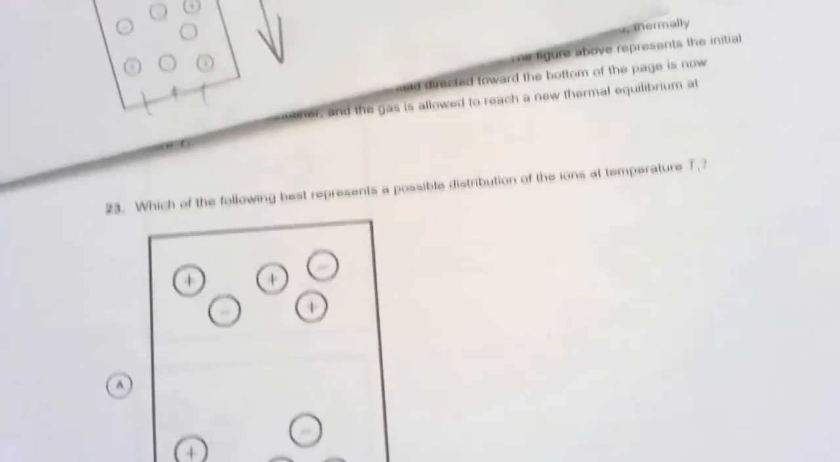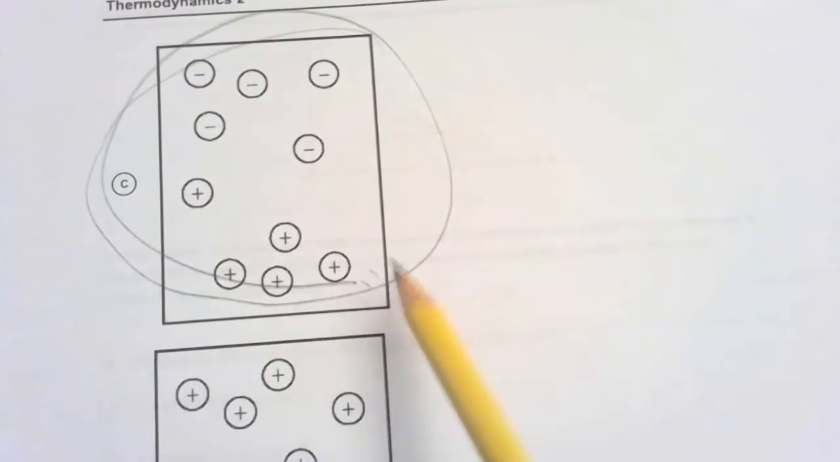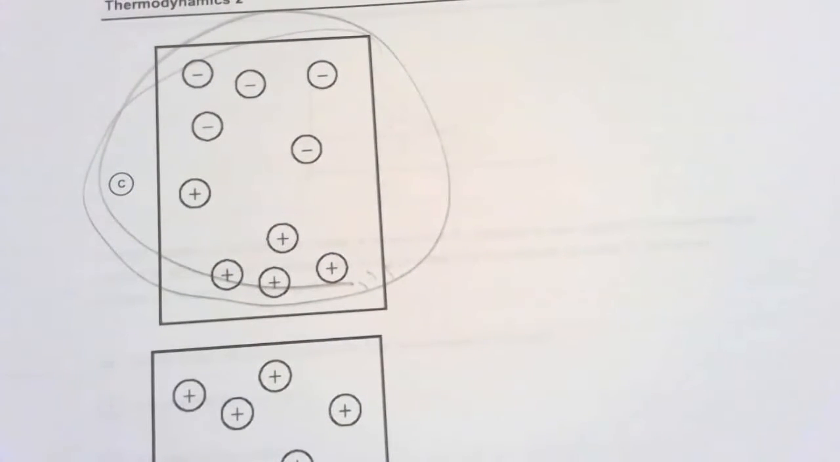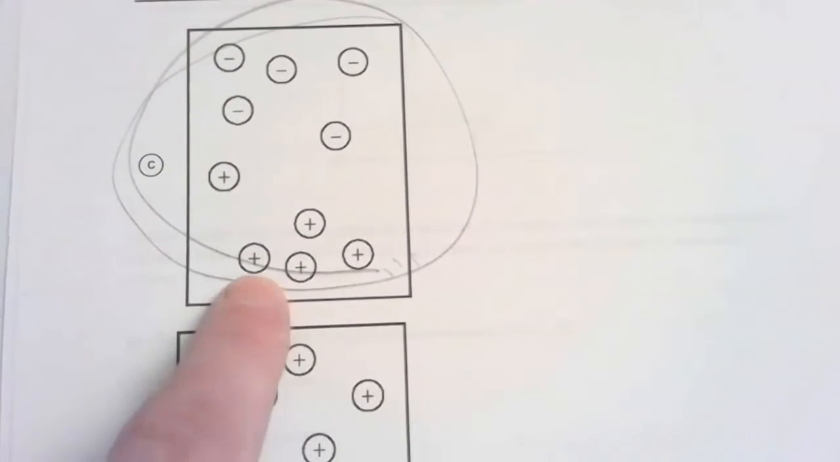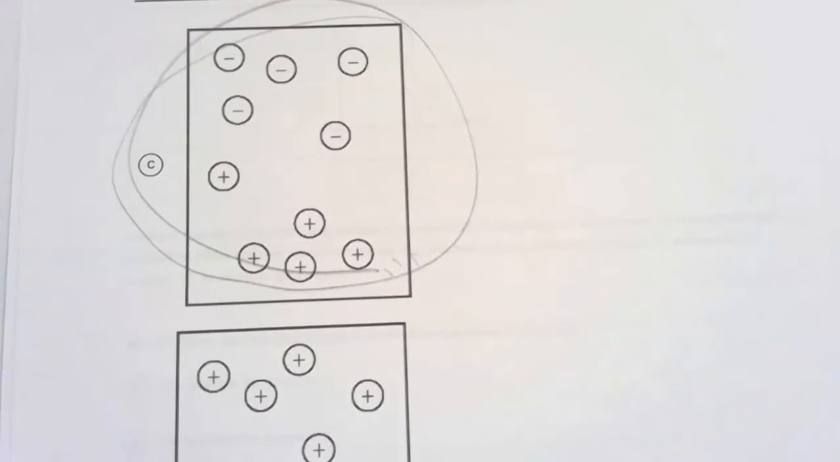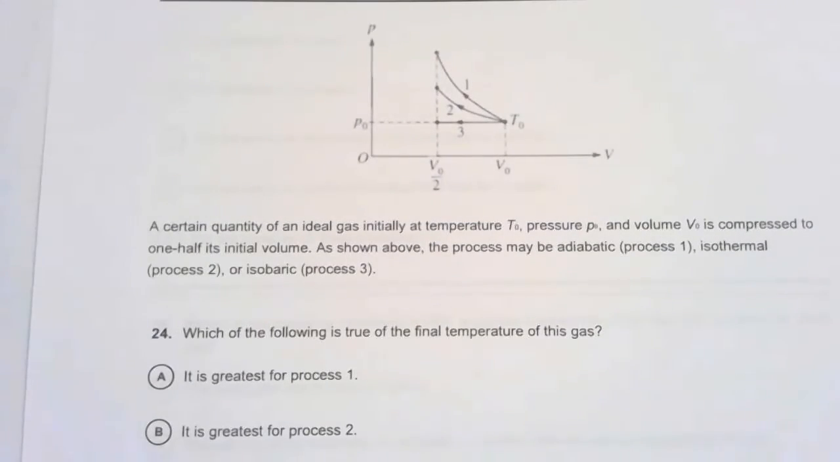No. No. I like this one. I like C. Yeah. Now, there's enough thermal energy that they're not all going to be lined up at the bottom. But just to make sure, that's 23. Yeah, it is C. That's more of an electricity question than a thermal question. 24.